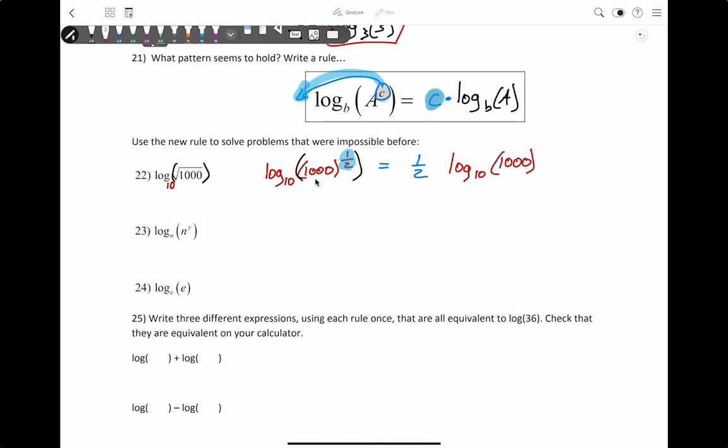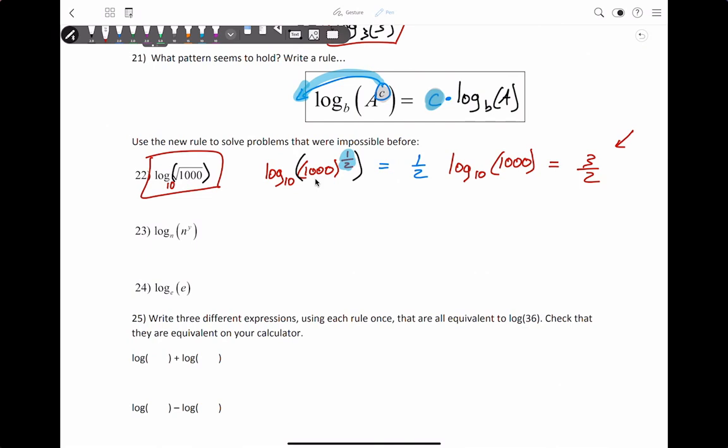Well, the log base 10 of 1,000 is 3, and times 1/2 is going to give you 3/2. So all of this without a calculator becomes 3/2. And you'll use this in a lot of future math for sure. Again, all non-calculator portions, mostly.